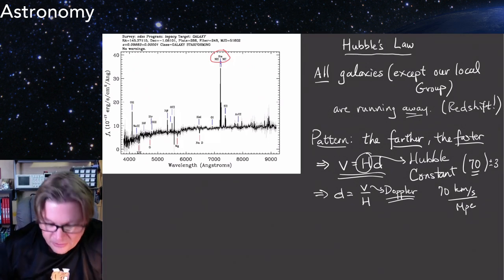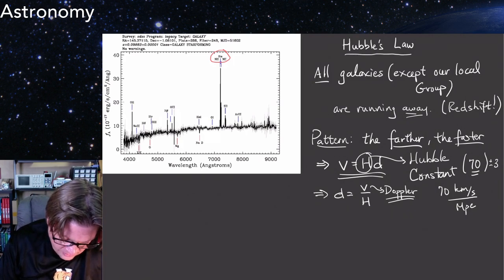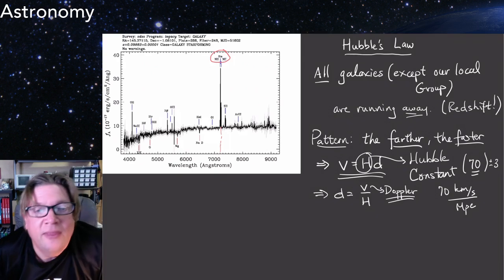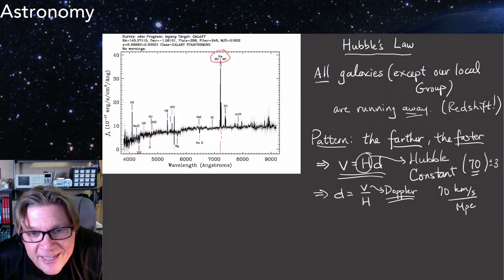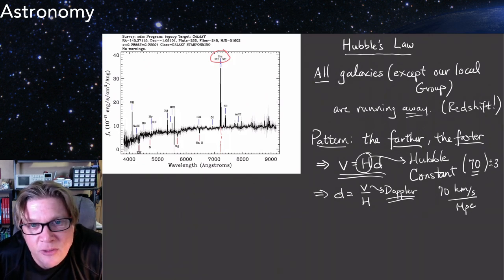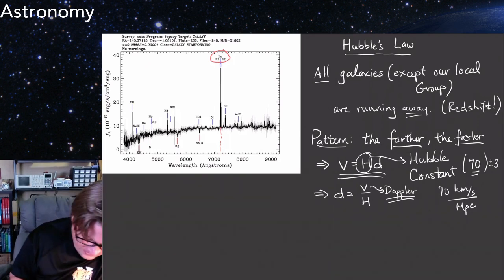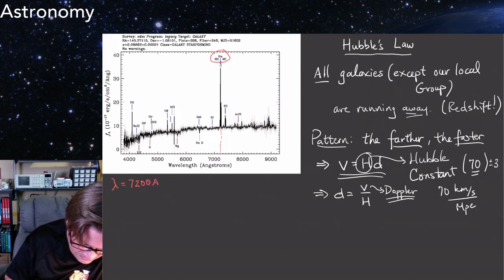So what we do is go and look at what that H alpha value is. What is the wavelength of that H alpha? It looks to me like, if I drew a totally straight line, the wavelength of H alpha, lambda, is about 7,200 angstrom.